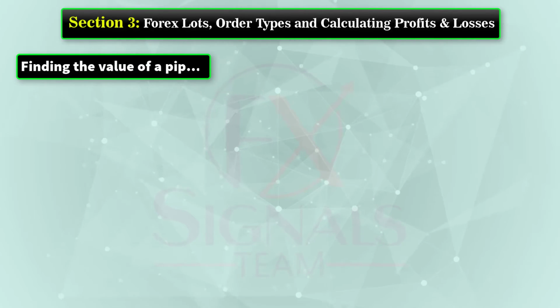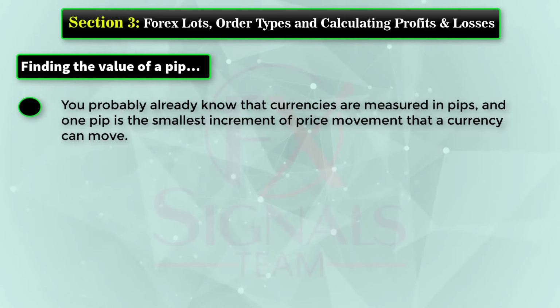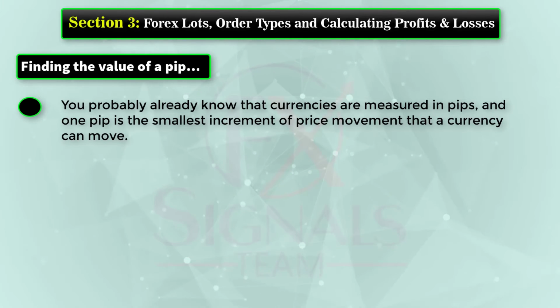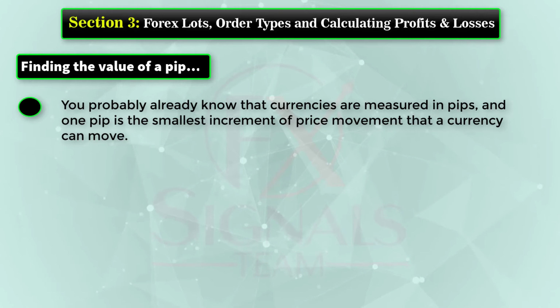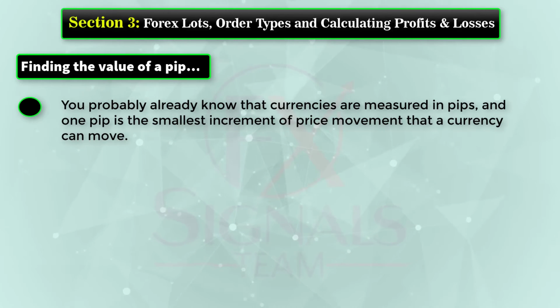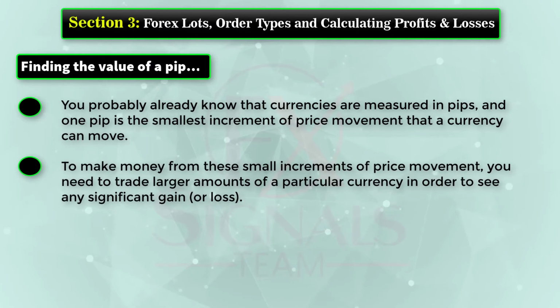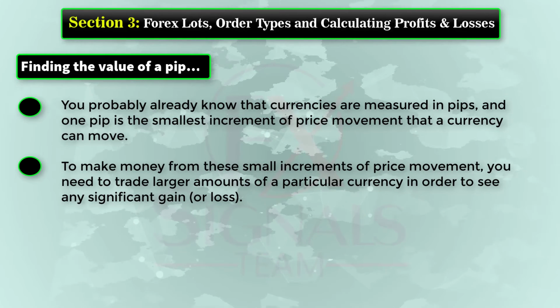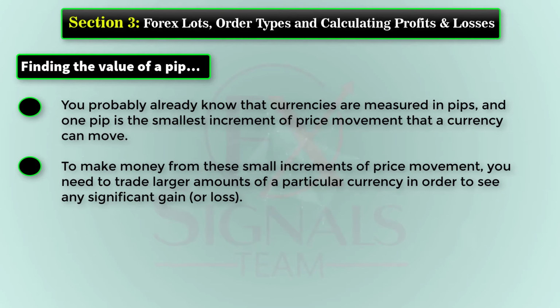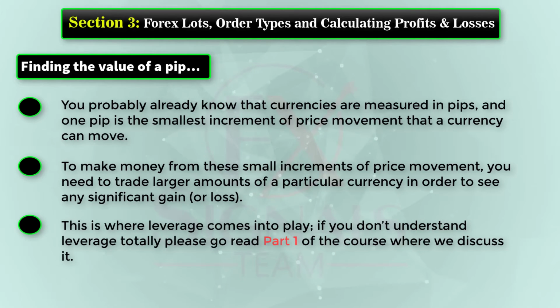Finding the value of a pip. You probably already know that currencies are measured in pips, and 1 pip is the smallest increment of price movement that a currency can move. To make money from these small increments of price movement, you need to trade larger amounts of a particular currency in order to see any significant gain or loss. This is where leverage comes into play. If you don't understand leverage totally, please go read part 1 of the course where we discuss it.